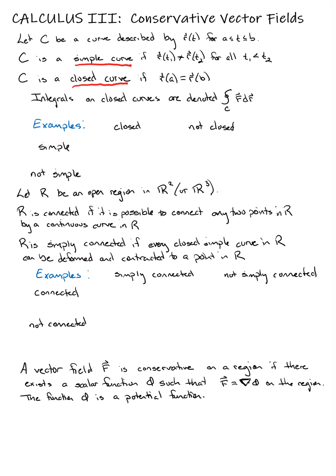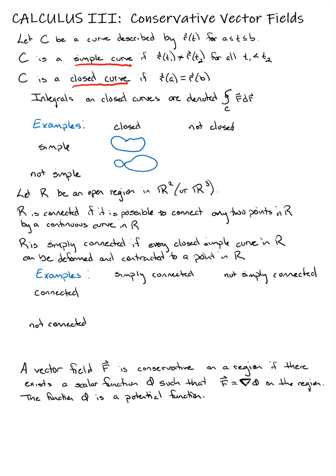Let's take a look at examples of these. A curve that is both simple and closed would look something like that, right? It's closed because it comes back around to itself, and it's simple because I never overlap. It would be not simple and yet still closed if we had something like that. Notice because of that little bit right there, it is no longer a simple curve, but it is still closed. The beginning and the end are the same.